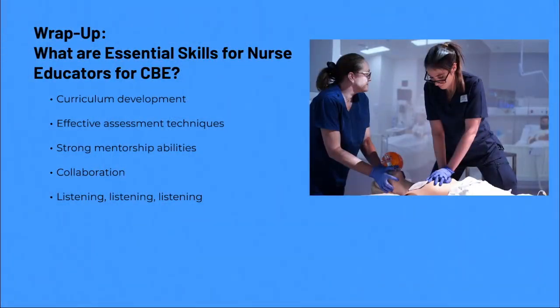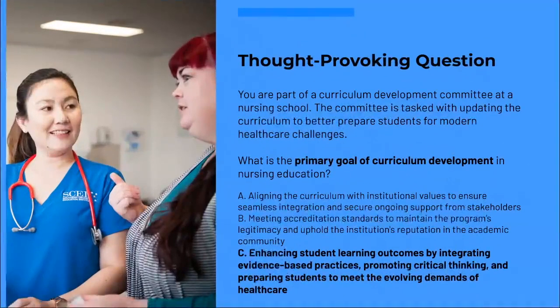All right, so as we wrap up, what skills do you need to have? Curriculum development skills, effective assessment techniques. So looking at how we are validating that learning has happened. Strong mentorship abilities. When we have curricular changes moving forward, often that comes from our curriculum committee. We want to look at the mentoring that's needed and available to help faculty move forward with these changes. Collaboration is key, as well as listening, listening, and listening. This is going to be a key step as we move forward with such a huge change as competency-based education is.